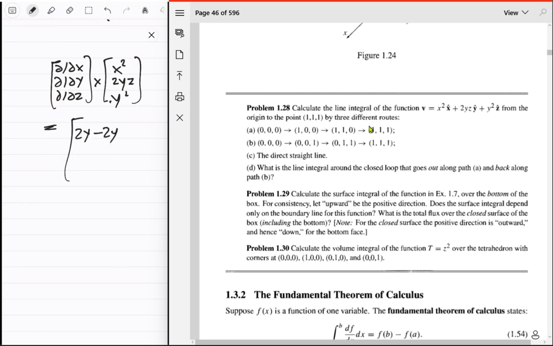Nice. And for this, 0 minus that was a 0. Awesome. This thing is 0 once again. Yeah, that is 0. So the curl is 0, and right, you just have to do it for one path, and there you go. So you want to go from where to where? To the origin to a point 1,1,1 by three different routes.